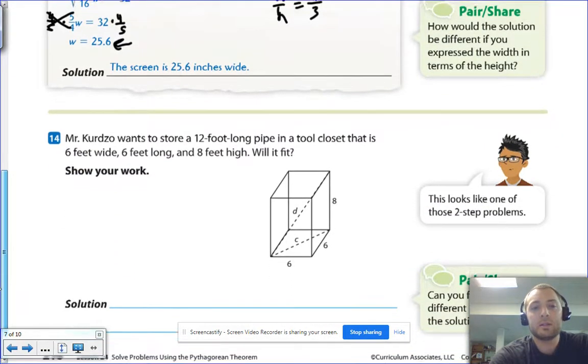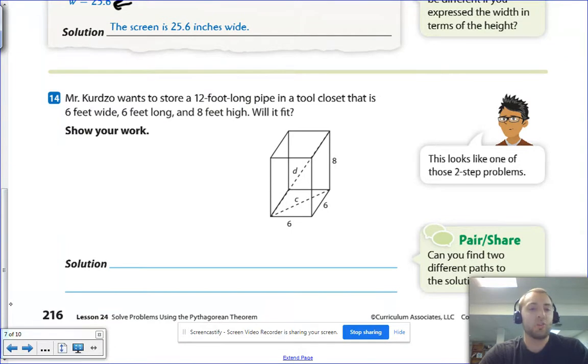Okay. Let's look at number 14. Mr. Kurdzo wants to store a 12-foot long pipe in a tool closet that is 6 feet wide, 6 feet long, and 8 feet high. Will it fit? So we kind of did an example like this where we tried to fit a fishing pole in a box.